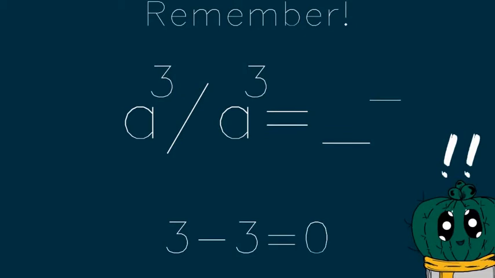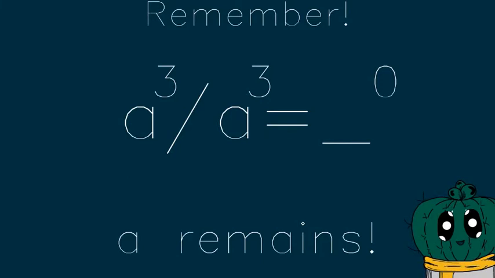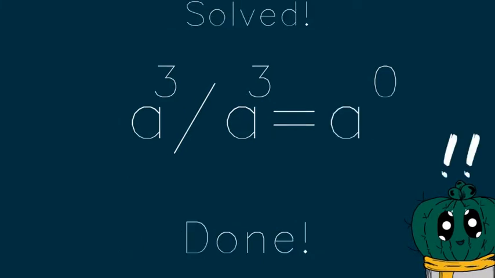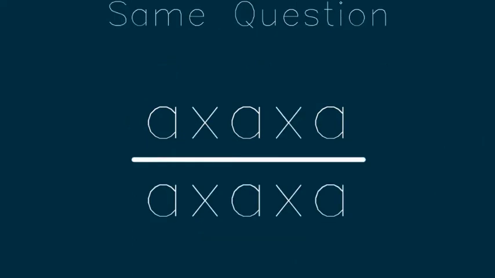So what you do is put the 0 where the exponent is going to be, and you let the a remain. You don't have to touch the a because it is part of the base. Okay, so basically we solved the question. Now we're going to be looking into the same question slightly differently.